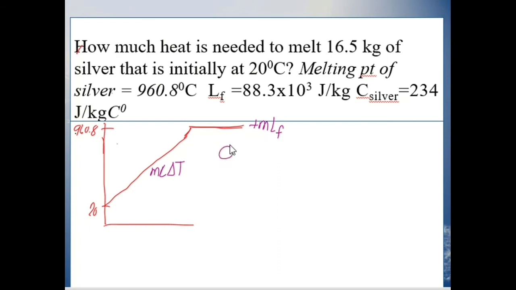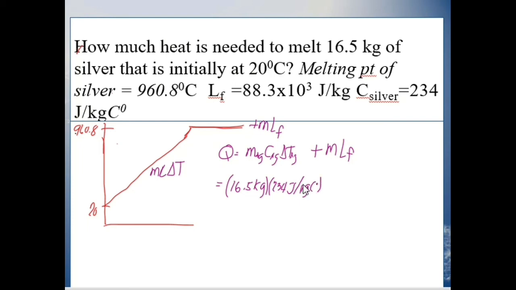So we can now have an equation: Q, or the total heat absorbed, will become mass of the silver, C of the silver, delta T, from 20 to 960.8, plus mass of the silver and then latent heat of fusion. Okay, so let's just substitute. Our mass is 16.5 kilograms. C of the silver is 234 joule per kilogram Celsius degree.